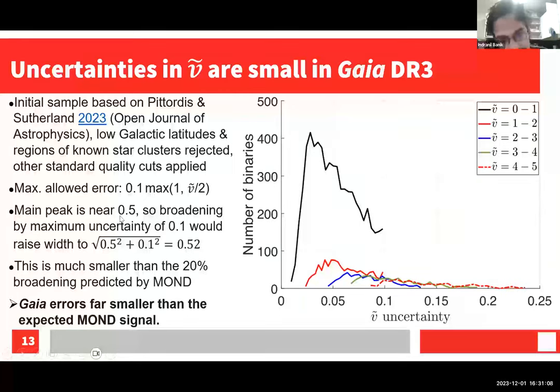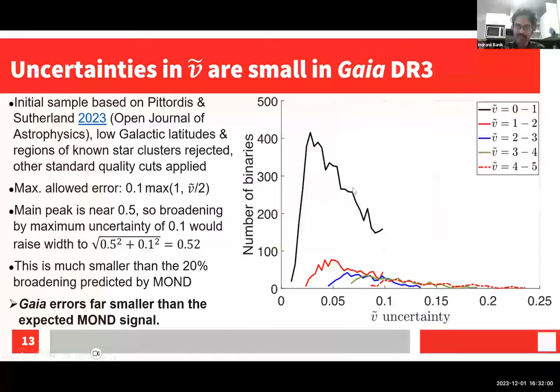I'll show some more V tilde distributions later. But because the peak is near a half, an uncertainty of 0.1, which is, by the way, the maximum, the actual uncertainties are typically smaller, would inflate the dispersion. The intrinsic dispersion of 0.5 would be inflated to a dispersion of 0.52. But this is a very small effect compared to the 20% effect we're searching for, which means that Gaia errors can be neglected, provided you apply this quality cut, of course. Otherwise, you could have systems with a much larger error, and that could cause problems. But if you limit the error in this way, then it should be fine to neglect measurement errors and just use the nominal values in the Gaia catalog.